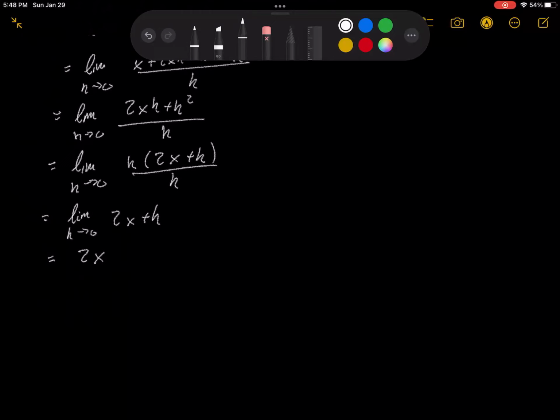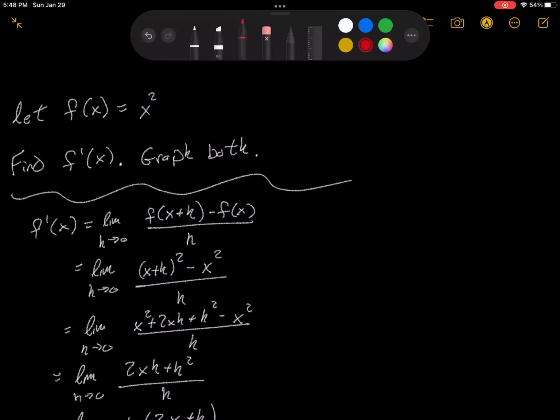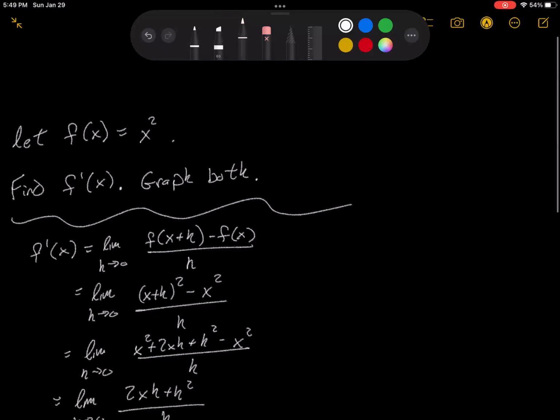Now notice your derivative depends on x. Right, there's an x right there. So your derivative depends on x, so it's going to change, right? The slope of this function is going to change depending on where we look at it. So I want to graph both of these. Let's remind ourselves: the derivative of this function was found to be 2x.